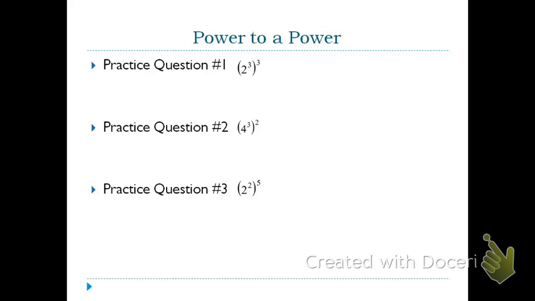Try these 3 practice questions. See if you can get the answer. You want to push pause and then push play just to check your work. Question number 1. 2 to the power of 3 to the power of 3 is the same thing as 2 to the 3 times 3, which is equal to 2 to the 9th. I'm just going to multiply those two together. 4 to the 6th. 2 to the 10th. Get the idea?